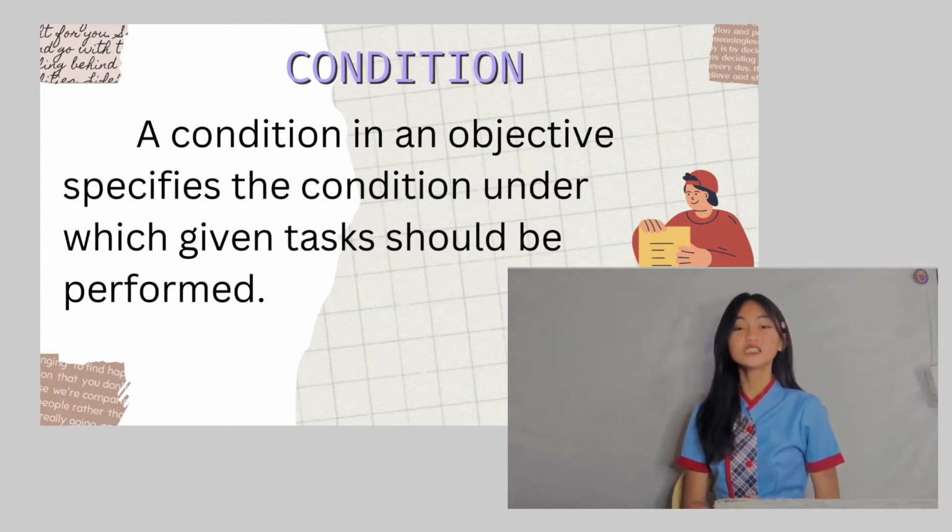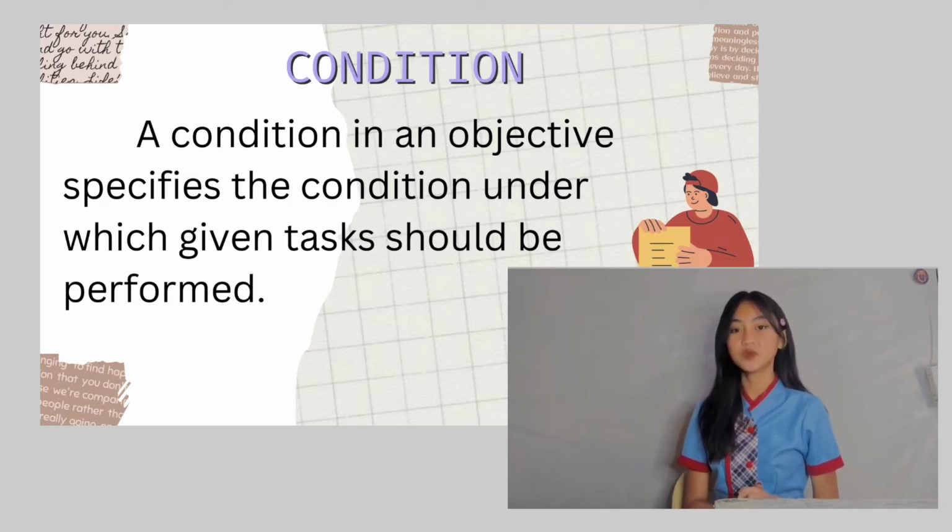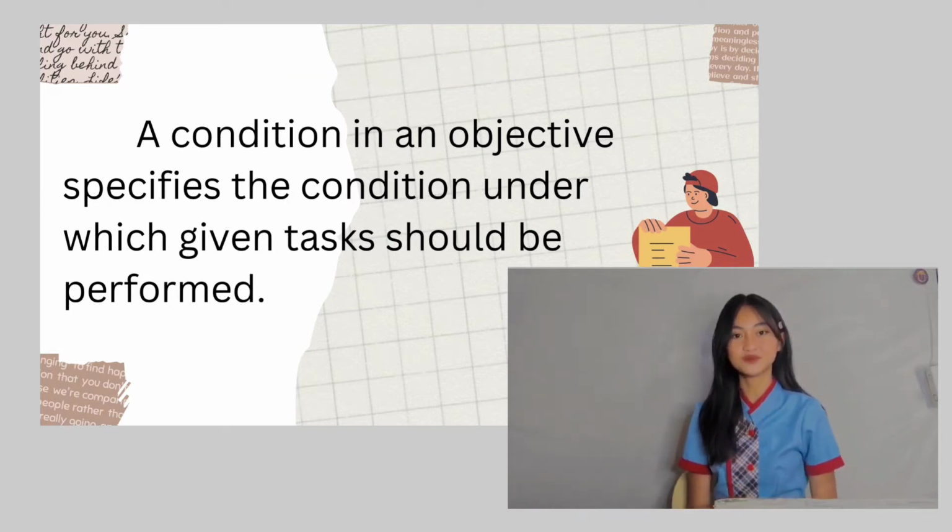Condition. A condition in an objective specifies the condition under which a given task should be performed. The condition may include the time and location where the task should be completed. For example, at the end of the lesson, learners will be able to list the learning theories in just 5 minutes. The condition there is 5 minutes.